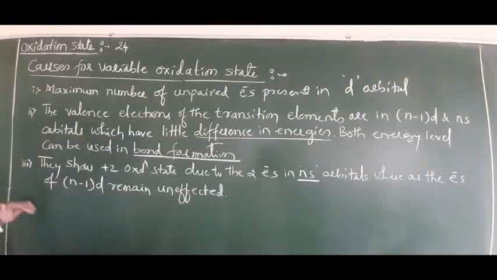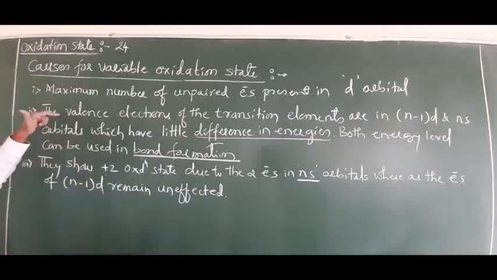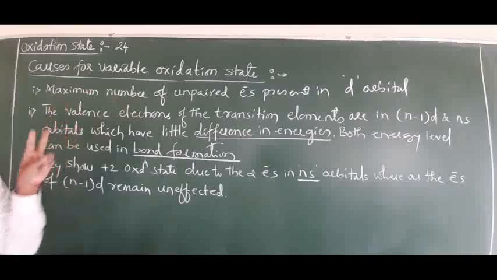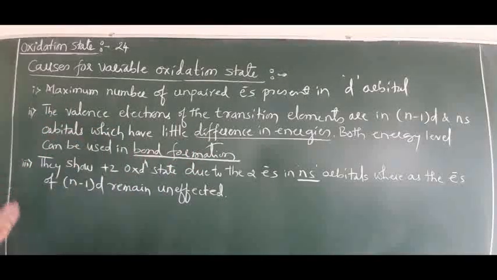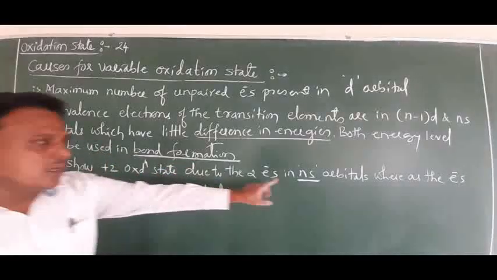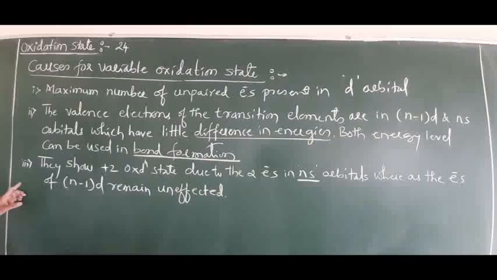ಈ 3 ರೀಸನ್ಗಳನ್ನು ನೆನಪಿಡಿ. ಹಾಗಾದರೆ ಮ್ಯಾಕ್ಸಿಮಮ್ ನಂಬರ್ ಆಫ್ ಅನ್ಪೇರ್ಡ್ ಎಲೆಕ್ಟ್ರಾನ್ಗಳು ಇರುತ್ತದೆ. D orbital means (n-1)d orbital, ns orbital ದ ಎನರ್ಜಿ ಸೇಮ್ ಇರೋದ್ರಿಂದ both easy to formation of bond. Next one, ns orbital ಅಲ್ಲಿ 2 ಎಲೆಕ್ಟ್ರಾನ್ಗಳು ಇರುತ್ತದೆ. Yes, those electrons show +2 oxidation state.